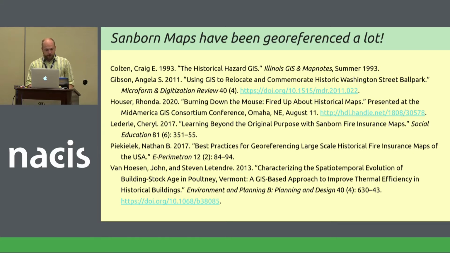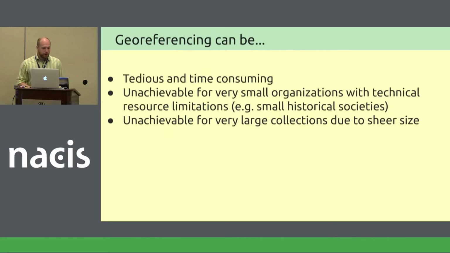So just to say, also many cities around the US have georeferenced their local Sanborn maps. So you may find them in Milwaukee, New York City Public Library, Boston, San Luis Obispo. So a lot of people have worked with this collection. The georeferencing process itself can be pretty tedious and certainly time consuming.